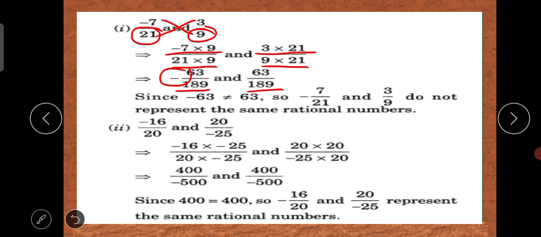Next question, see. In that again minus 16 upon 20 is given and 20 upon minus 25. So the same method is here. Cross multiply. Minus 16 is multiplied by minus 25 and 20 is multiplied by 20. Downside the same number is there, 20 into minus 25 and minus 25 into 20. So we will get this answer, 400 upon minus 500, on both sides. So we can say that these numbers represent the same rational number.